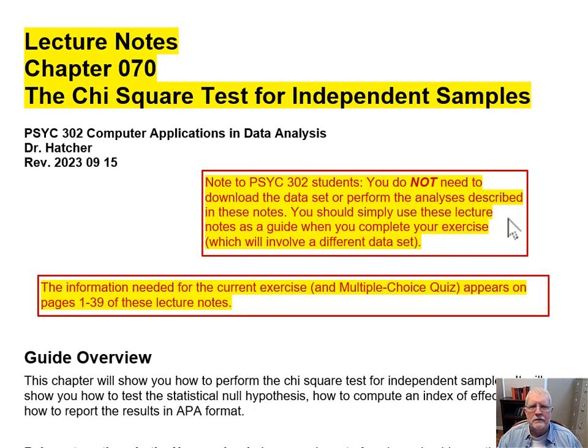My usual caution to my students, remember, you do not need to download the data set or perform the analyses described in these notes. You should simply use them as a guide when you complete your exercise, which will involve a different data set. The information needed for the current exercise and the related multiple choice quiz appears on pages 1 through 39 of these lecture notes, which are the pages that I will be reviewing.